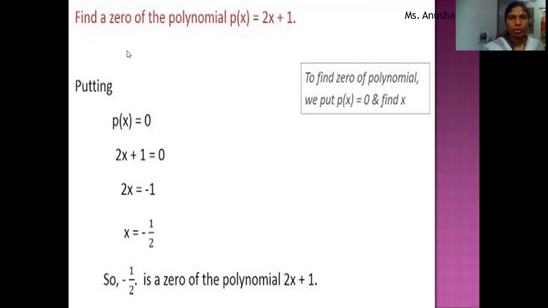Find the zero of the polynomial p of x equal to 2x plus 1. The same procedure repeats. For finding the zero of the polynomial, we have to equate that polynomial to 0 and find x. So p of x equal to 0 means 2x plus 1 equal to 0. First, put this plus 1 on the other side, it becomes minus 1, that is 2x equal to minus 1. Then when you take this 2 to the other side, it becomes division. Therefore x equal to minus 1 by 2. This is the zero of the polynomial 2x plus 1.